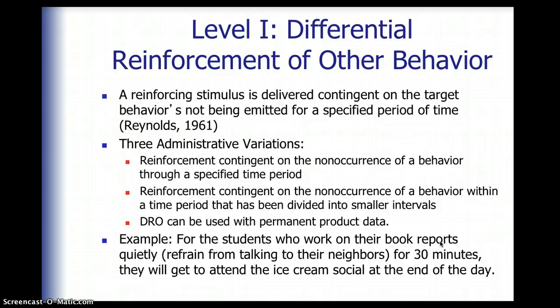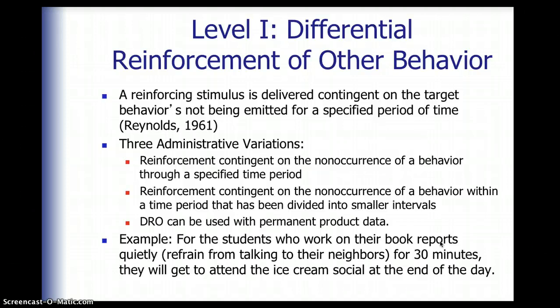We can do DRO, or differential rates of other behaviors. And I love the example here. If a student is supposed to work on a book report quietly, so the target behavior was don't talk to your neighbors, if they're working quietly for 30 minutes, they'll get to go to an ice cream social at the end of the day. You can use DRO with permanent product data.